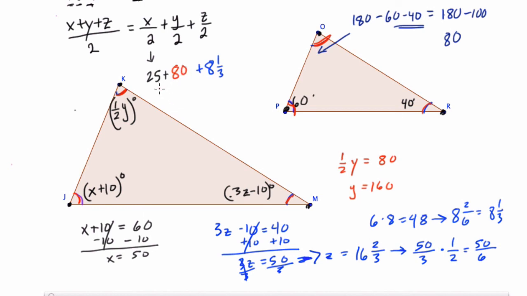So that's pretty much it. We want to add these up now. That's 105, plus 8 1/3. So I don't know how they want the answer here, but 105 plus 8 is 113 and 1/3 as a mixed number. All right, hope this helped.